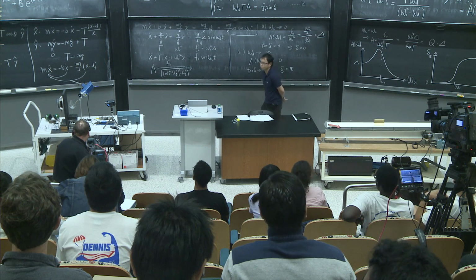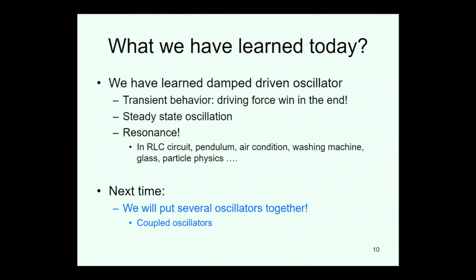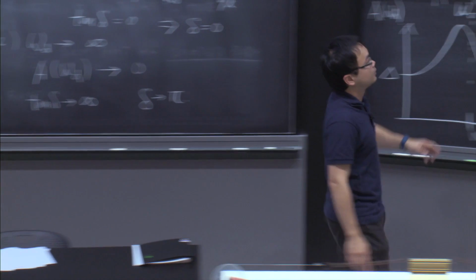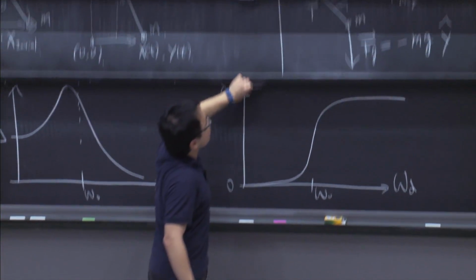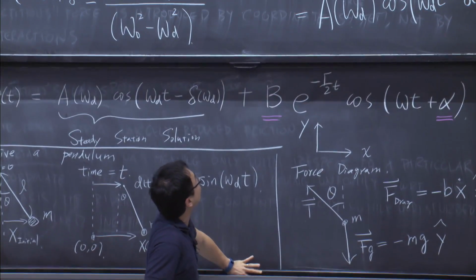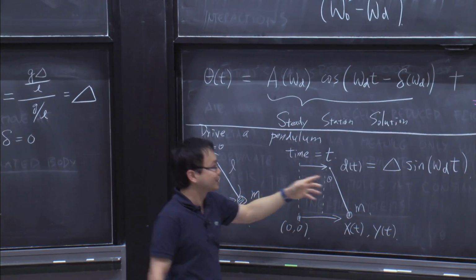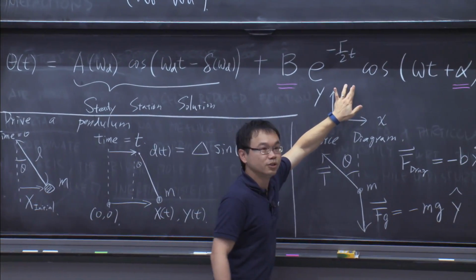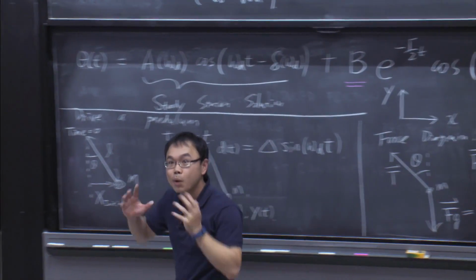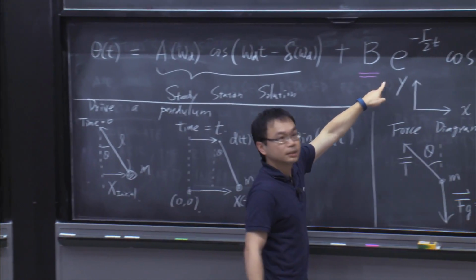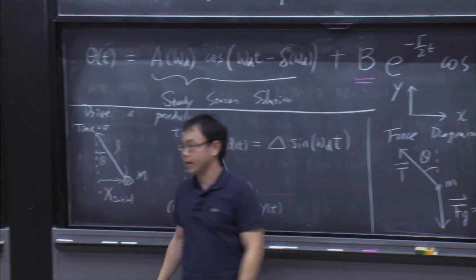So this is what we have learned today. We have learned the behavior of a damped-driven oscillator. We have learned the transient behavior, which is a mixture of the steady-state solution, coming from the driving force, and the homogeneous solution. If you wait long enough, this will decay and disappear.